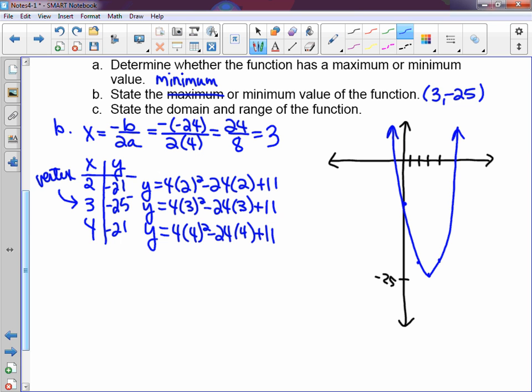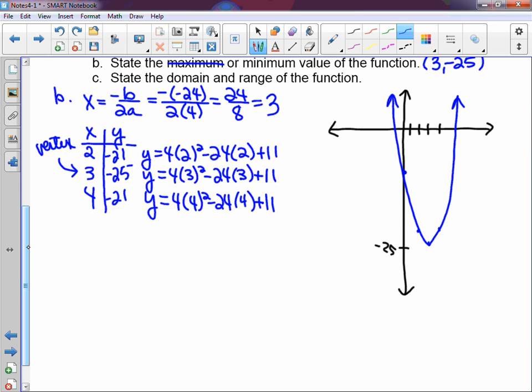Okay, we still got to take care of C. Okay, domain and range. Oh, everybody loves domain and range. Domain. We want to make sure I get my notation right. This is going to be all real numbers. We talked about this before.